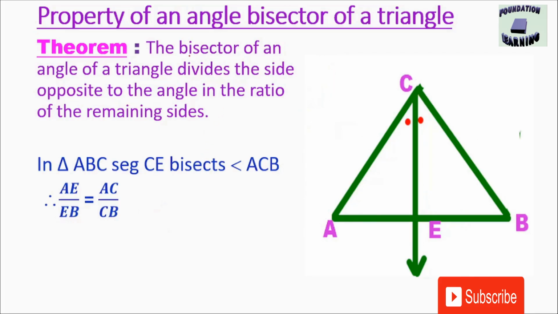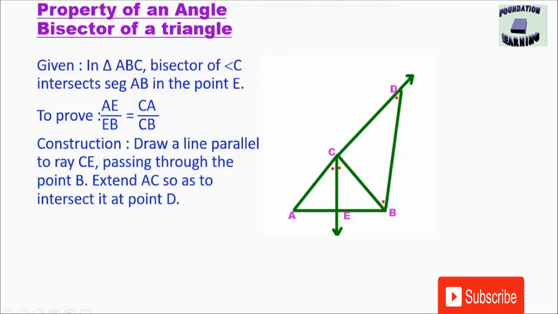The theorem is: the bisector of an angle of a triangle divides the side opposite to the angle. This is the angle and this is the side opposite to it, just facing across it, in the ratio of the remaining sides. So this division AE upon EB, the proportion will be the same ratio, that is AC upon CB. So this is the angle bisector theorem.